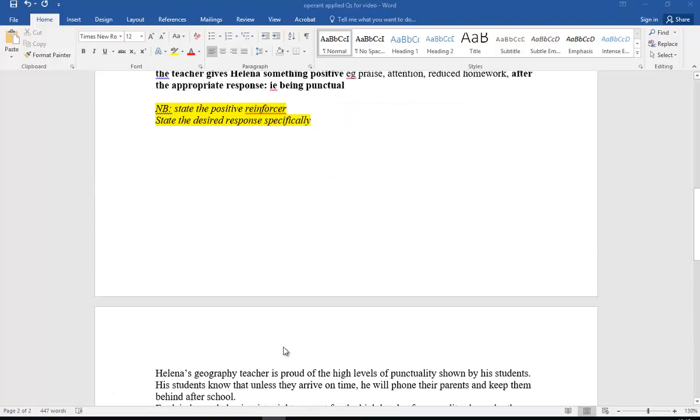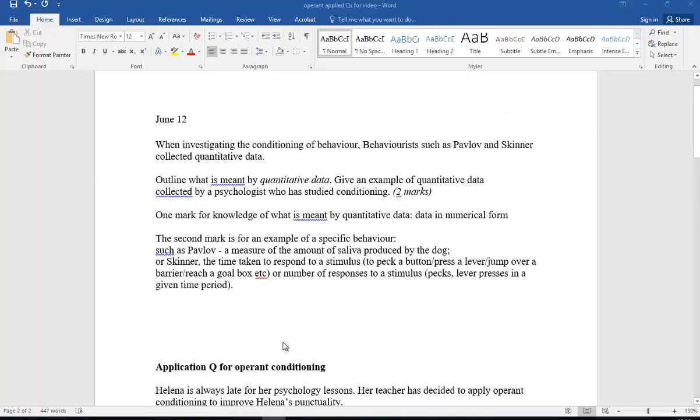Finally, another little different sort of question. So question here: when investigating the conditioning of behavior, behaviorists like Pavlov and Skinner collected quantitative data. So what do we mean by quantitative data? Give an example of quantitative data by a psychologist who has studied conditioning, for 2 marks. Okay, so 1 mark obviously for quantitative data. Keep it simple: quantitative data is in numerical form. And then the 2nd mark is how that is specifically achieved.